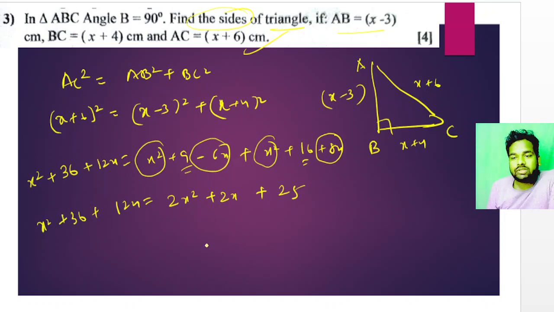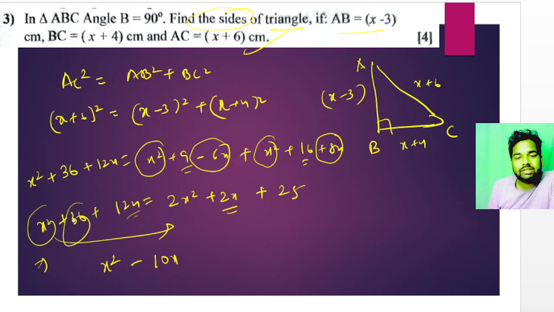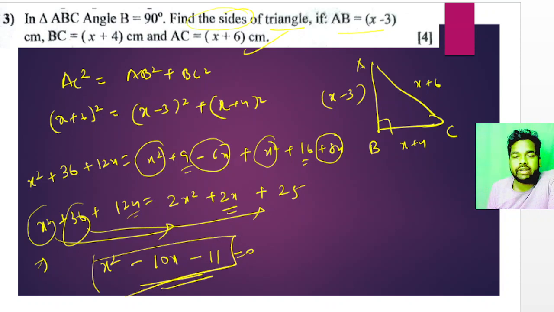Now you are going to solve this equation. You just bring everything to one side. So 2x square minus x square is x square. Here it is 2x and here it is 12x, so you write minus 10x. And here is 36, you bring this to the same side, so 25 minus 36 is minus 11, and it is equal to 0. So this is the equation. Now it becomes a quadratic equation.